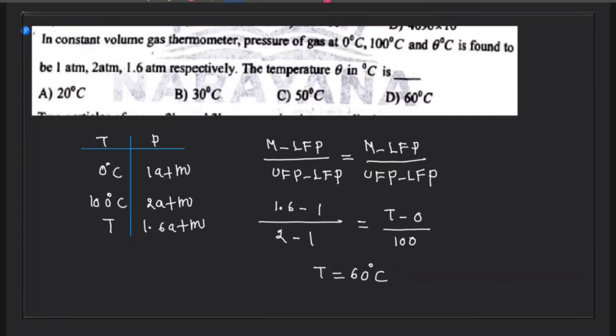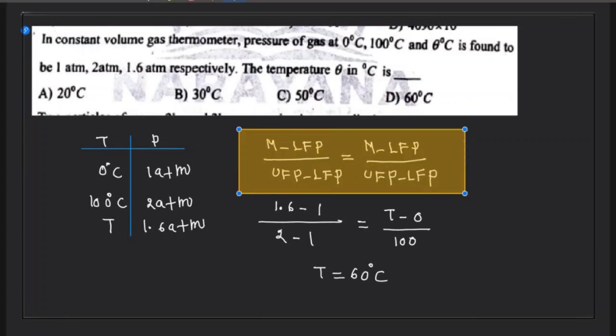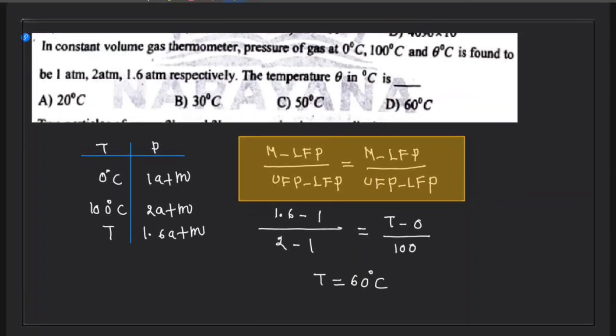So you have to keep this thing in mind: measurement minus lower fixed point by upper fixed point minus lower fixed point is equal to measurement minus lower fixed point by upper fixed point minus lower fixed point. This is the thermal properties of matter, and its weightage is very very low.